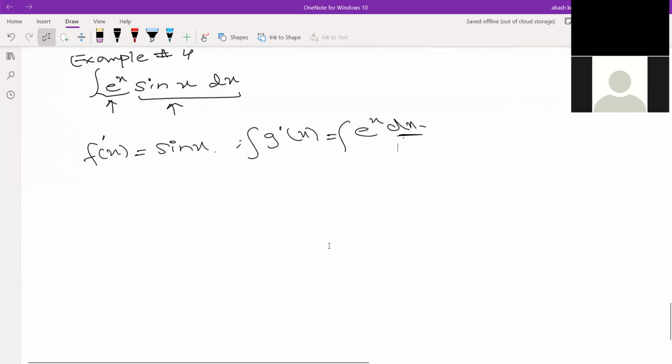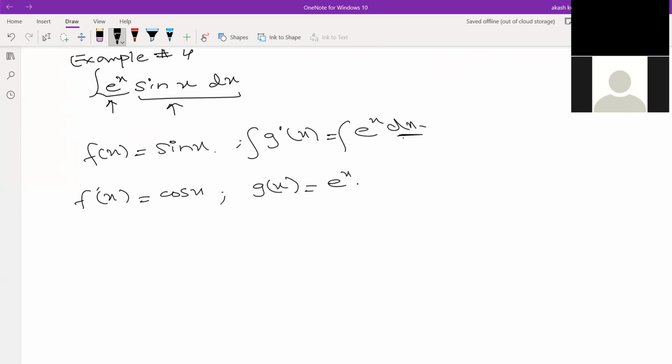So f of x is sin x, and g dash of x is ex dx. So f dash of x becomes cos x, and g dash of x, upon integrating, becomes g of x, and the integral of ex is ex itself. Is it clear? Okay.